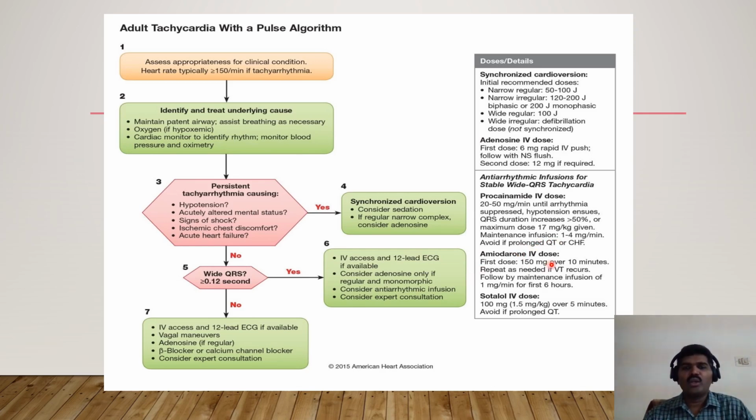Amiodarone IV dose. The first dose is 150 milligrams over 10 minutes. Repeat as needed if VT recurs, followed by maintenance infusion of 1 milligram per minute for the first 6 hours. Sotalol IV dose can be used. 100 milligrams, or 1.5 milligrams per kg, is the dose of sotalol. It should be given over 5 minutes. Avoid if prolonged QT is present.